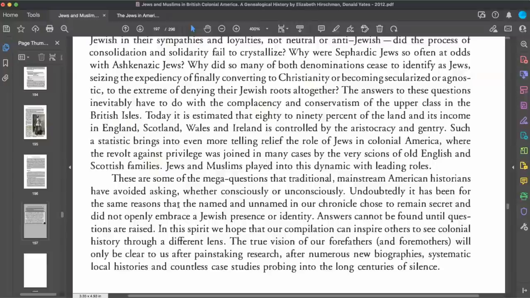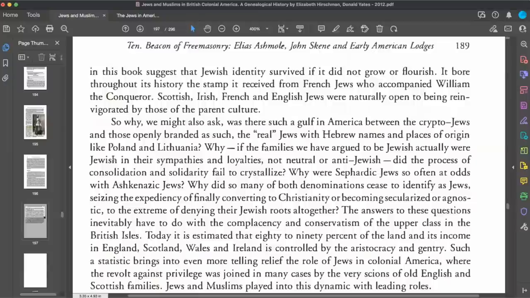The true vision of our forefathers and foremothers will only be clear to us after painstaking research, do your genealogy, after numerous new biographies, systematic local histories, and countless case studies probing into the long centuries of silence. Too many years of silence, all right? Too many years of silence.